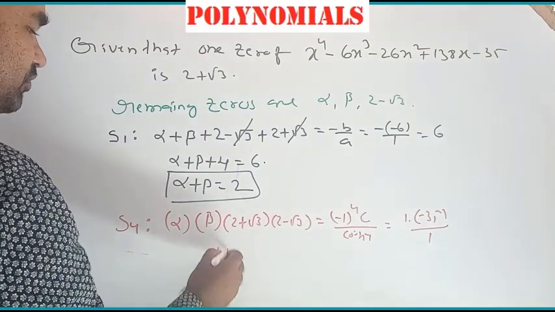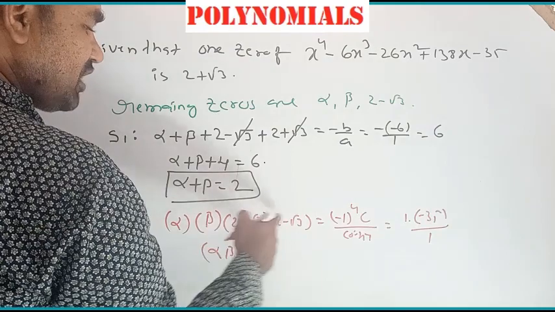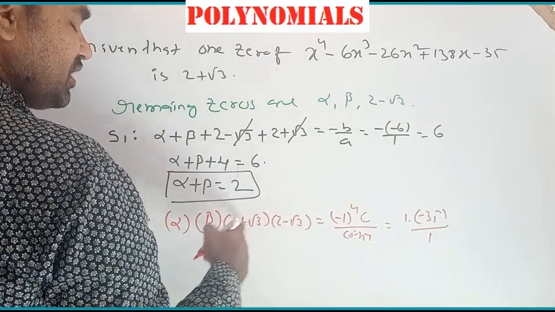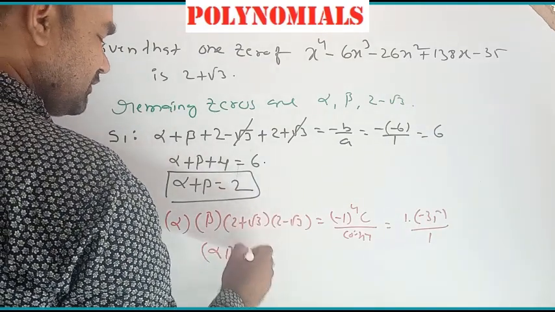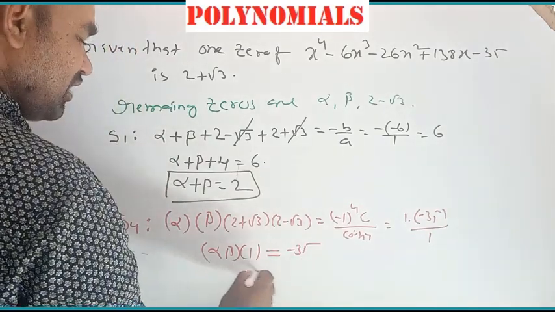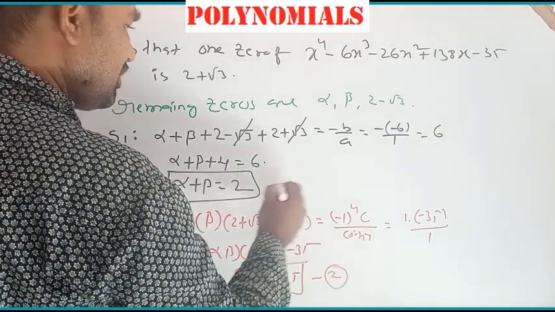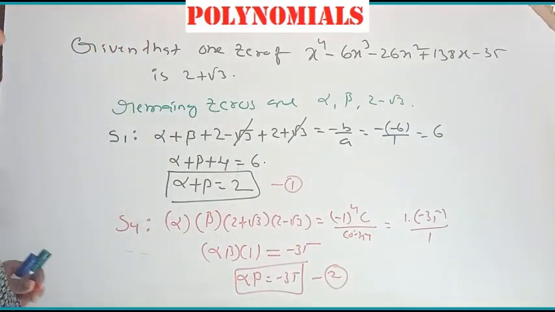So alpha into beta. This is in the form of (a plus b) into (a minus b), a square minus b square. A square is 4, minus b square is 3. 4 minus 3 is 1, which equals minus 35, or alpha into beta equals minus 35. This is equation number 2, and this is equation number 1.